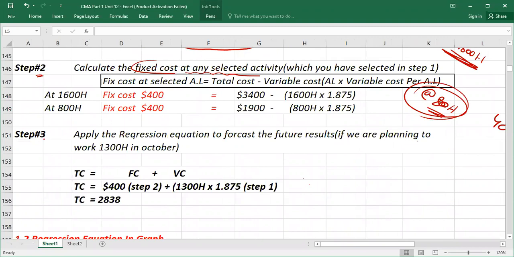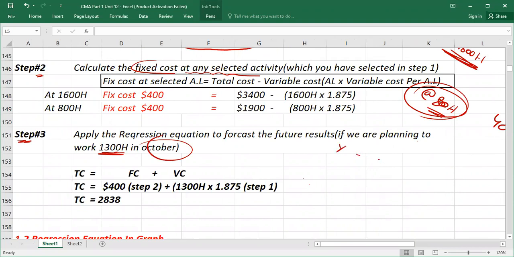Which is step number 3. Because what was the requirement, if you remember? We are planning to work 1,300 hours in the month of October. For that, we want to calculate the total cost. So now I'll apply that equation.